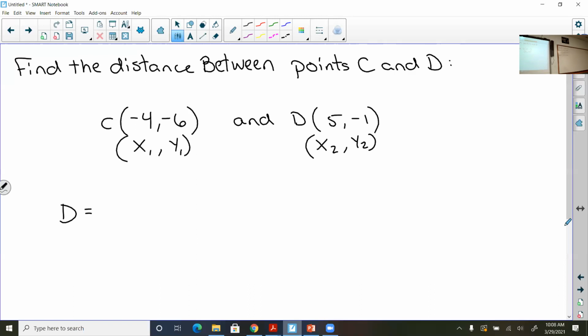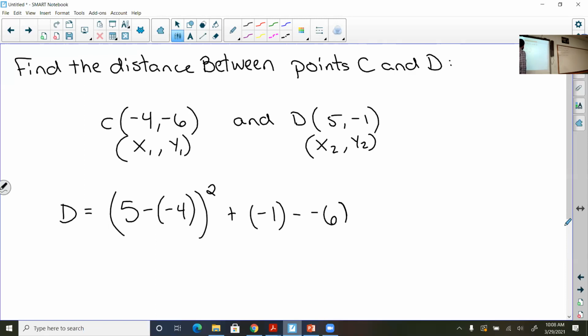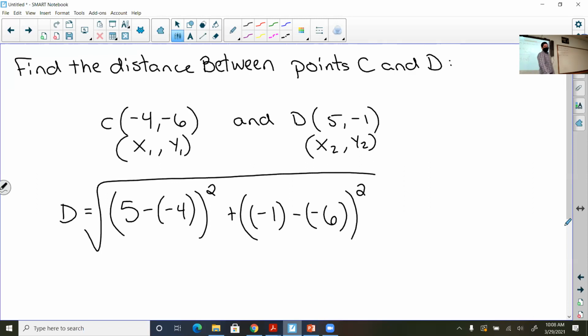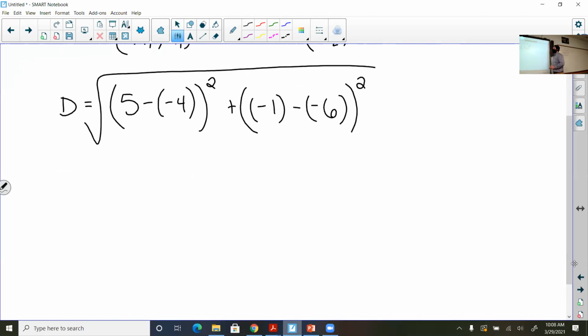So the distance is equal to x sub 2 minus x sub 1, be careful of those double negatives, squared, plus y sub 2 minus y sub 1, be careful of those double negatives, squared, and the square root of that. Again, I have encouraged you, you can use a calculator whenever you want, but I'm going to simplify this out just so you can see the steps.